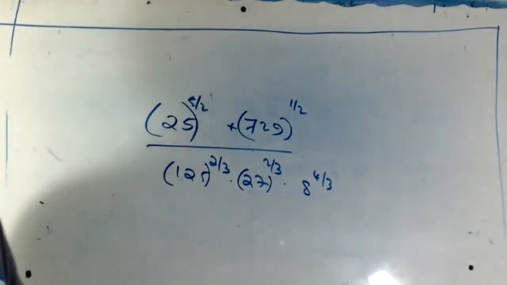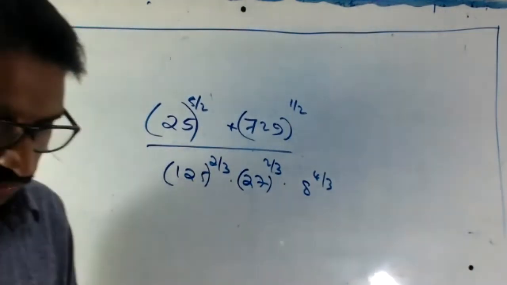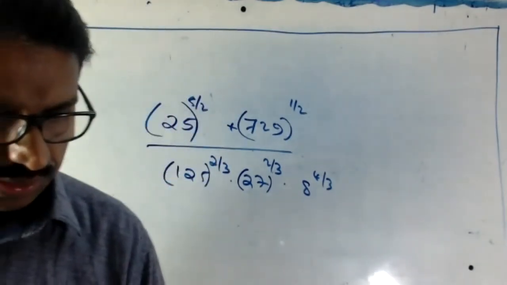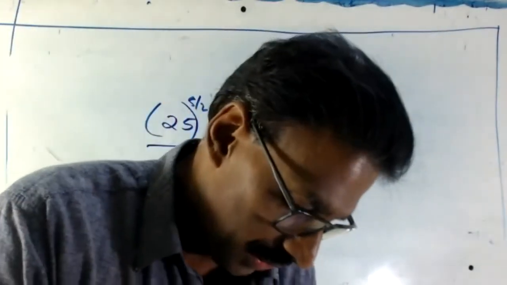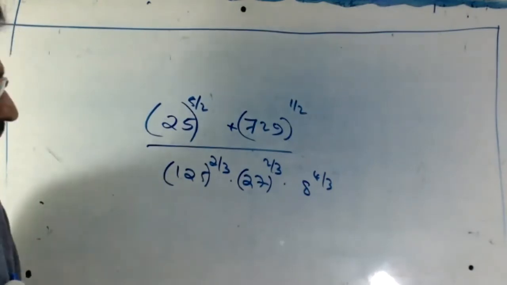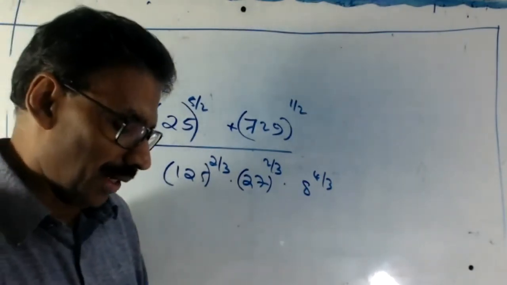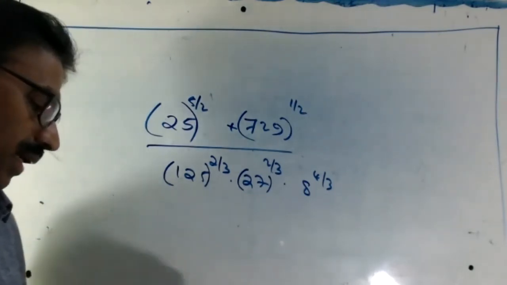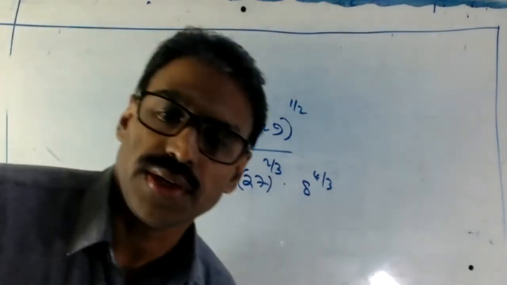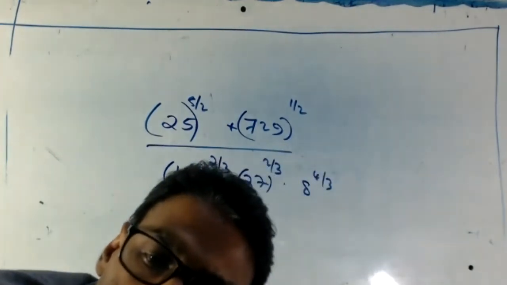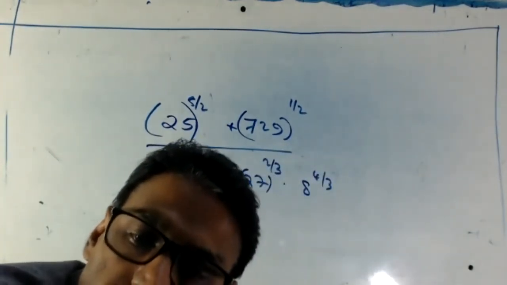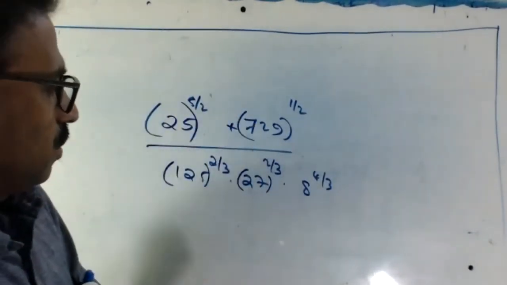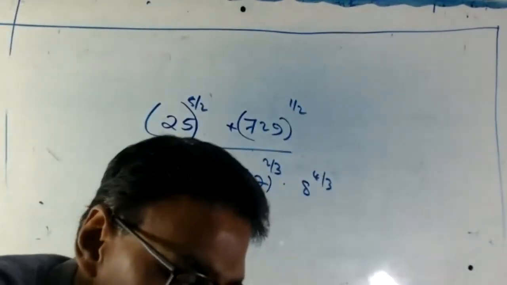Okay, 25 raised to 5 by 2, 729 raised to 1 by 2, 125 raised to 2 by 3, 27 raised to 2 by 3, 8 raised to 4 by 3. Okay, try now. It is all plus only, everything plus.